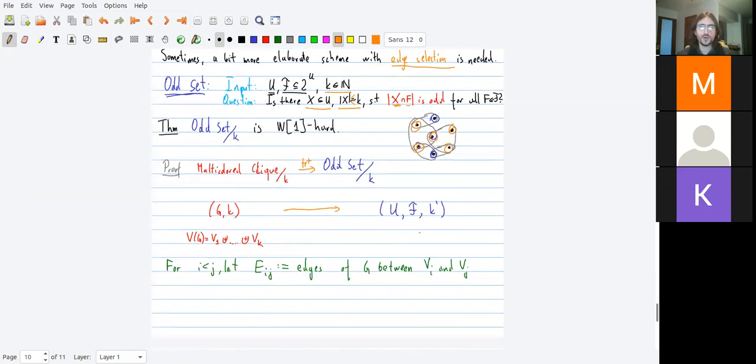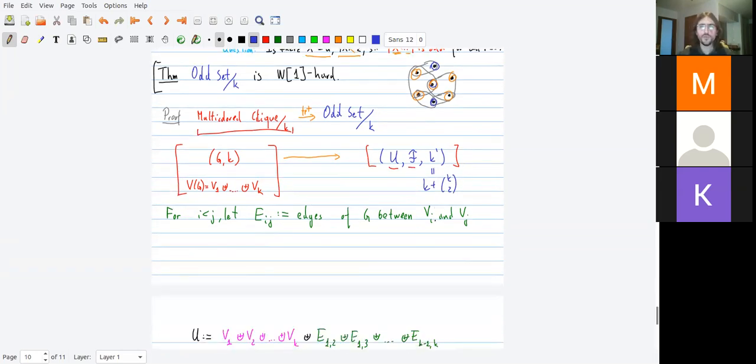So we are going to show that this odd set problem is W[1]-hard, and again this will be a reduction. This time it will be a reduction from the multicolored clique problem. So we start with an instance of multicolored clique. We want to output an instance of odd set. So some universe U, some family of subsets of this universe F, and some new parameter K'. This new parameter K' will be equal to k plus k choose 2. So again, it is bounded by a function of the original parameter, and this is what we care about.